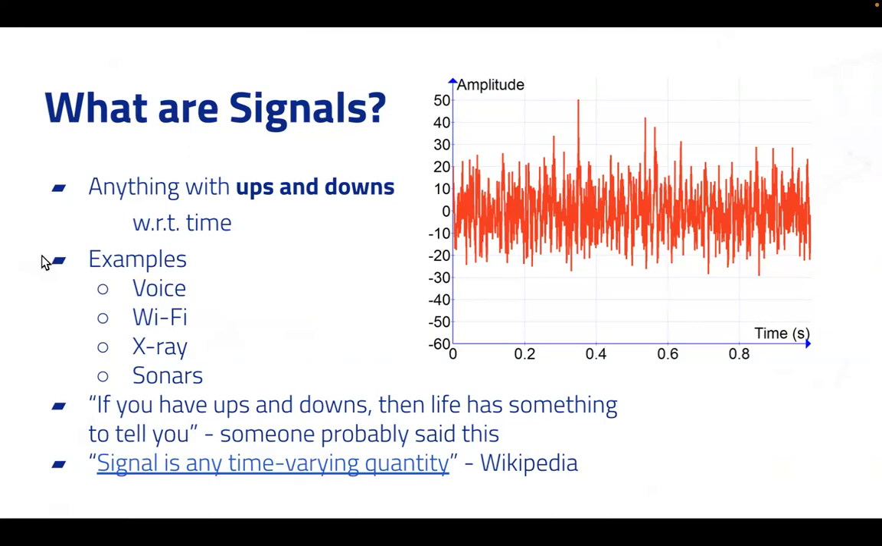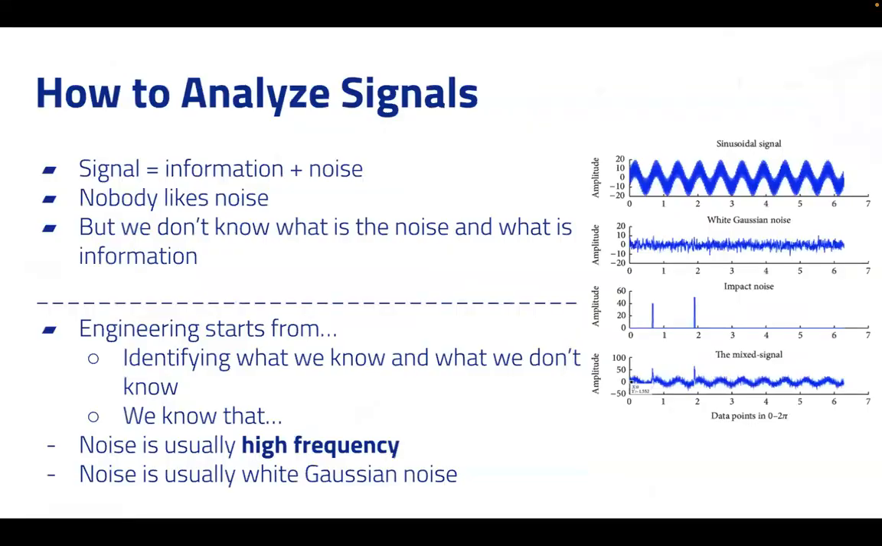When I first was looking at this, I thought signals were specifically about the transfer of information, which is how it's colloquially used. But actually, signals also include noise. We actually try to separate information from the noise because nobody likes noise, I suppose. And what we don't know is what is the noise in the signal and what is the information.